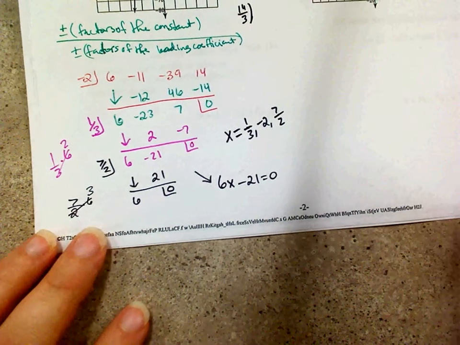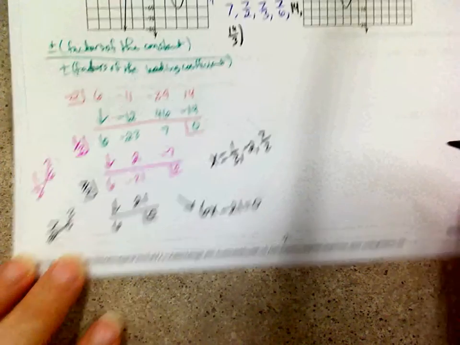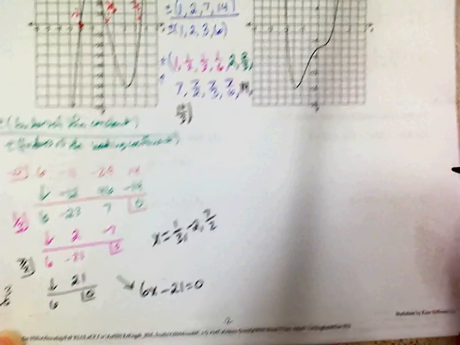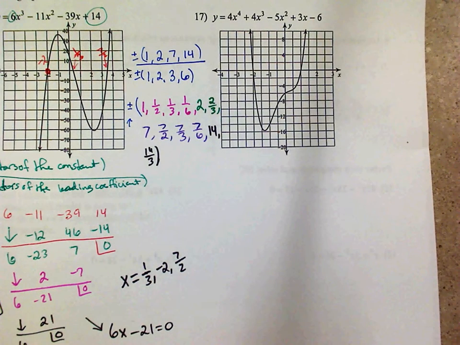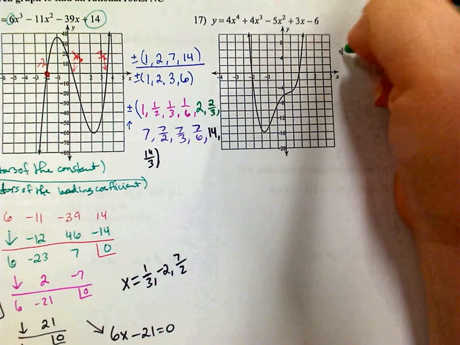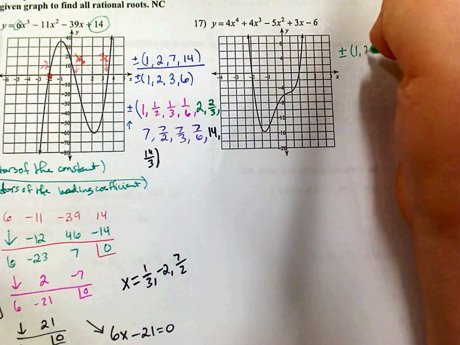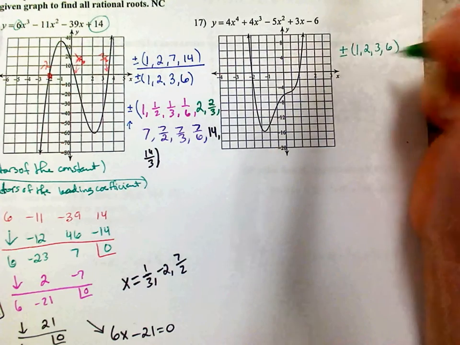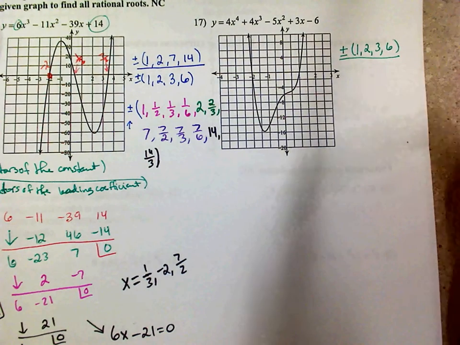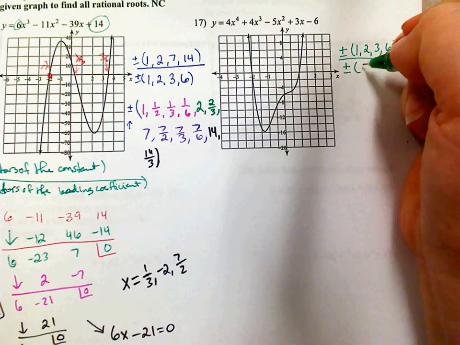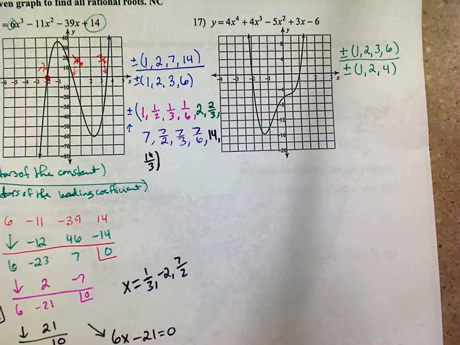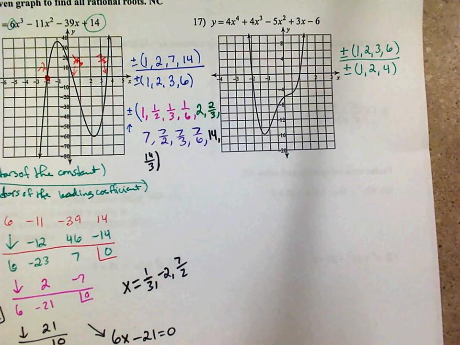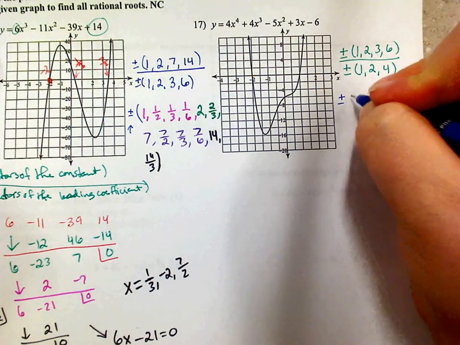So on the next one, 17, we got to do it again. So what are the factors of the constant? Okay, 1, 2, 3, and 6. Leading coefficient? 1, 2, and 4. The 2 repeats, so we don't need it twice. Let's start listing them out. 1 divided by 1 is 1, 1/2, and 1/4.